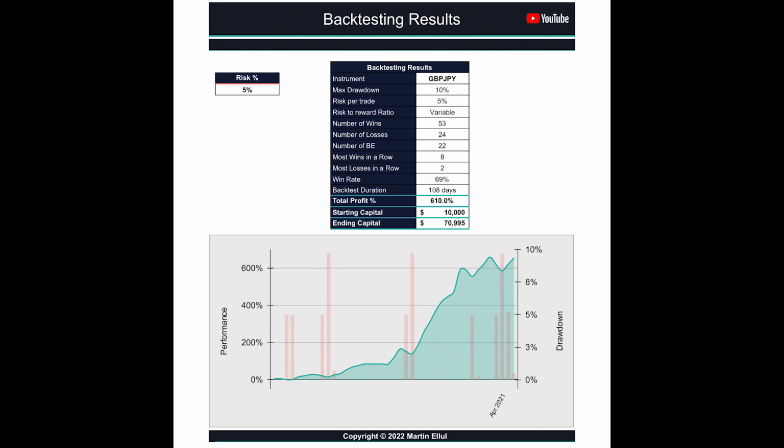So the total profit was 610%. So if you would have started with $10,000, you would have ended up with slightly more than $70,000 after roughly 3 months and a half. So this strategy is really impressive. I was really impressed. So it mainly works in trending markets.